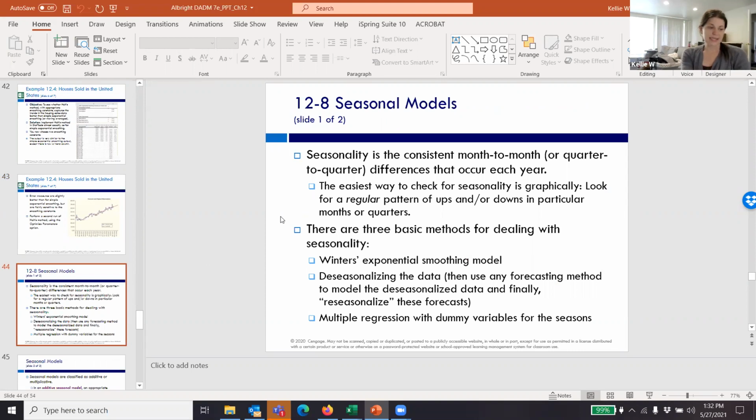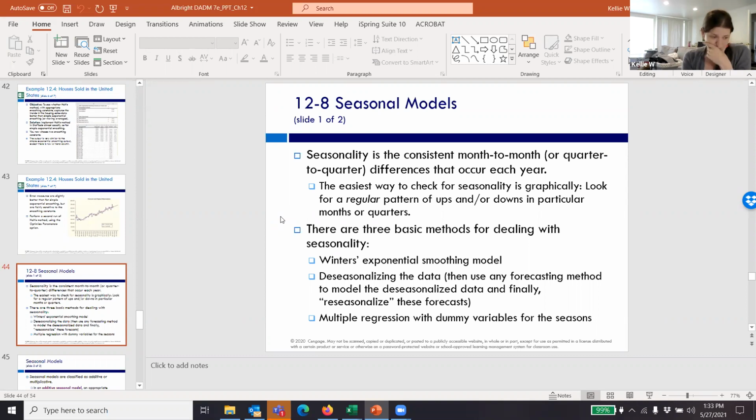All right, so seasonal models. Seasonality is the consistent month to month or quarter to quarter differences that occur every year. So if you think about sales, you might have seasonality trends for summer and for different holidays that are very consistent year over year or month to month. So spring, fall, winter, summer trends, quarterly trends based on that, or like every Christmas, or if you're selling electronics, around President's Day there's probably another spike when they do that big sale at the beginning of the year.